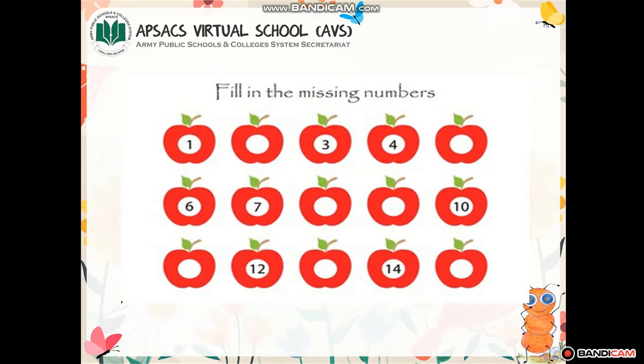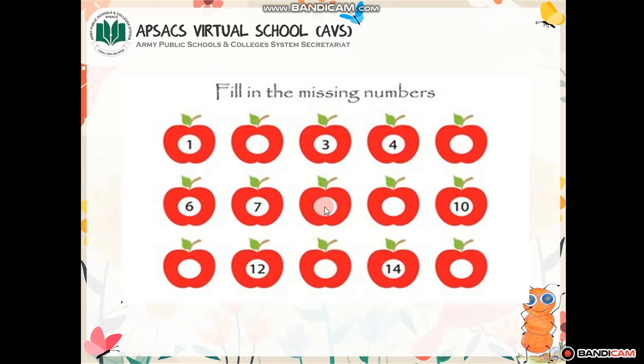You can see there are some apples with missing numbers. You will fill in the missing numbers. Tell me which number is this? Yes, this is number 1. And what comes after 1? Yes, 2. What comes after 2? 3, 4. And what comes after 4? 5. Well done. 6, 7. And what comes after 7?